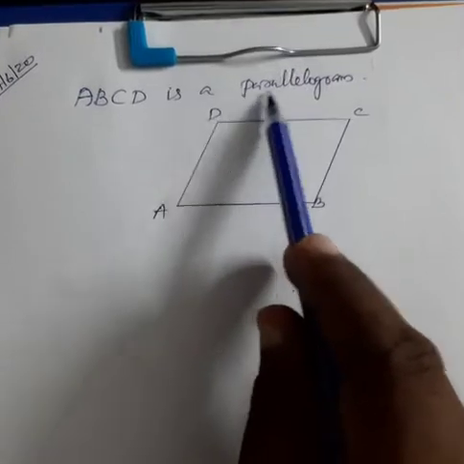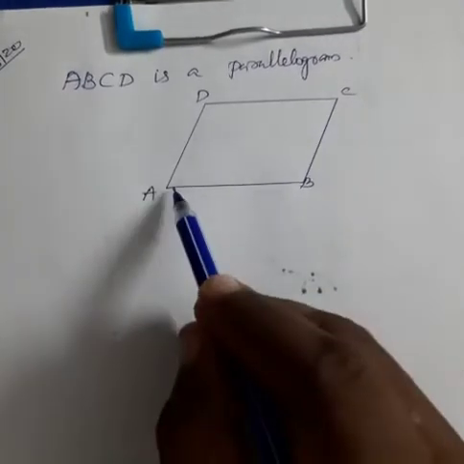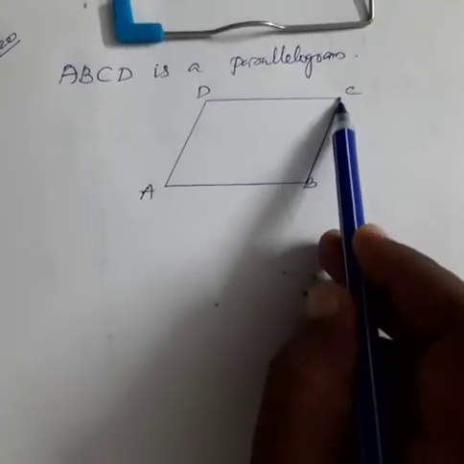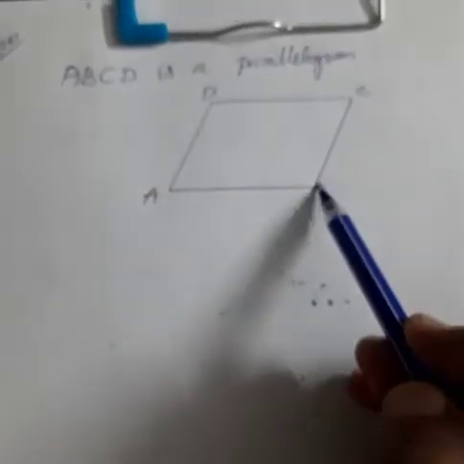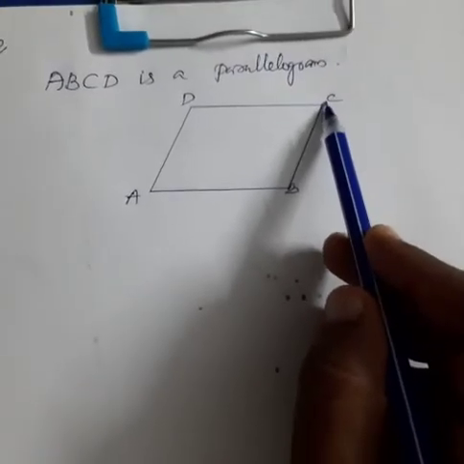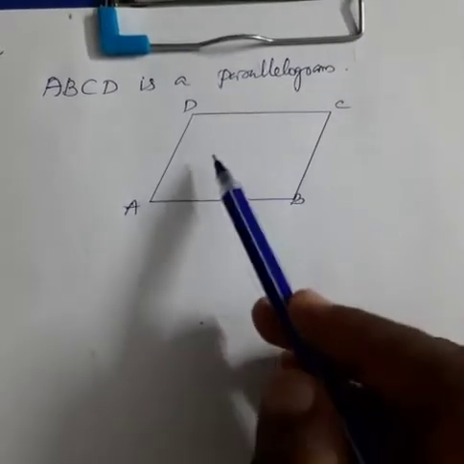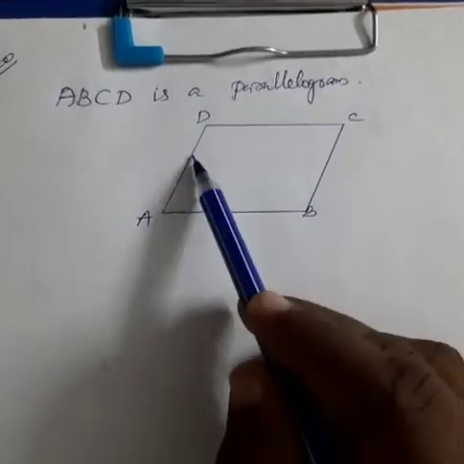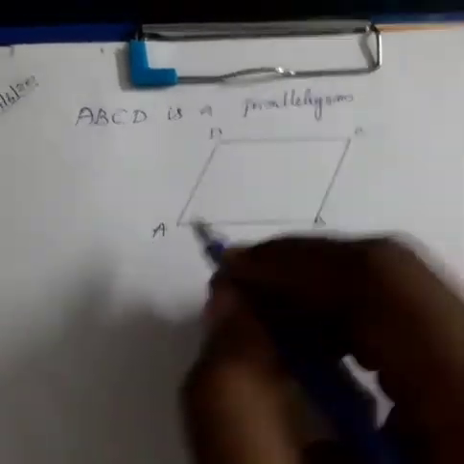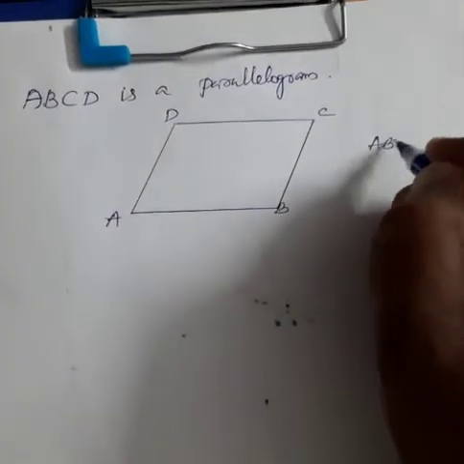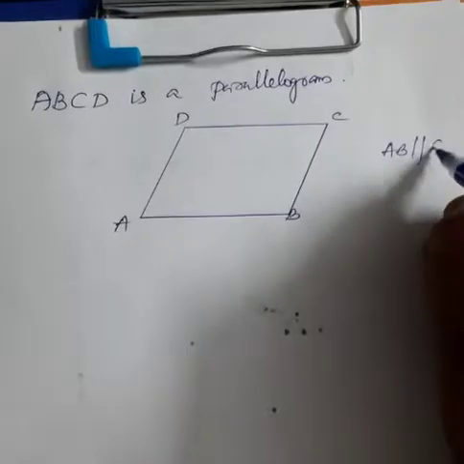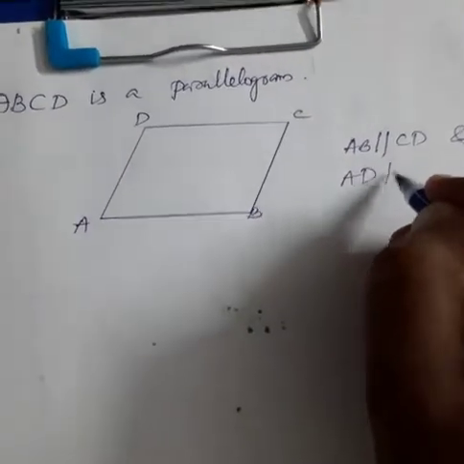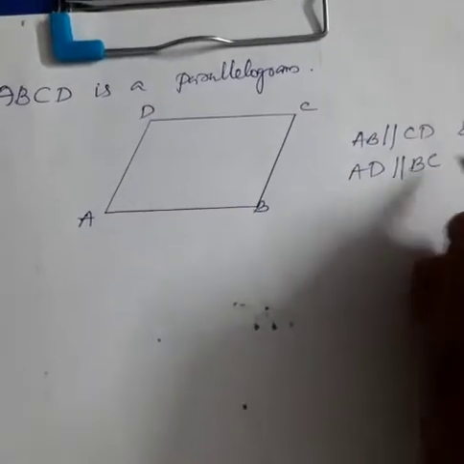ABCD is a parallelogram. Here AB and CD are opposite. AD and BC are also opposite, and they are parallel also. So in the case of a parallelogram, opposite sides are equal and parallel. So AB is parallel to CD and AD is parallel to BC.